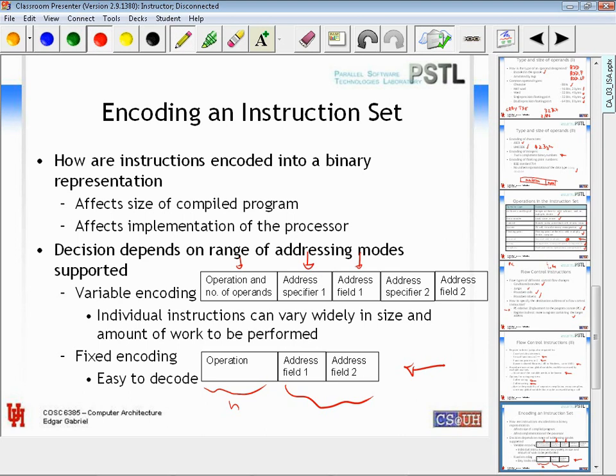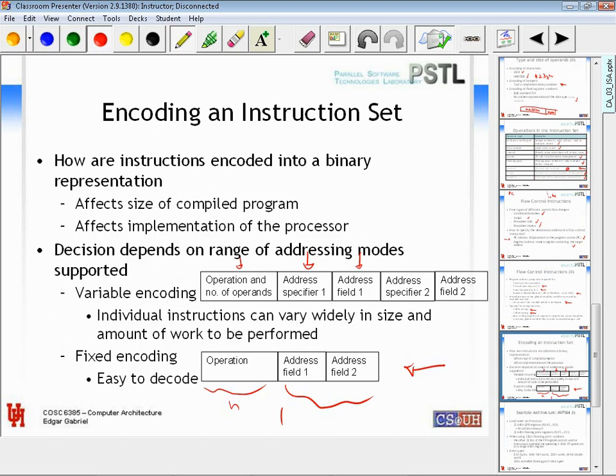So this, of course, also adds complexity to your hardware, because depending on the first couple of bits, you have to do different things on how you interpret the subsequent bits. While for fixed encoding, you always can execute exactly the same instructions. You always know that the first address starts at bit number 24 or whatever.